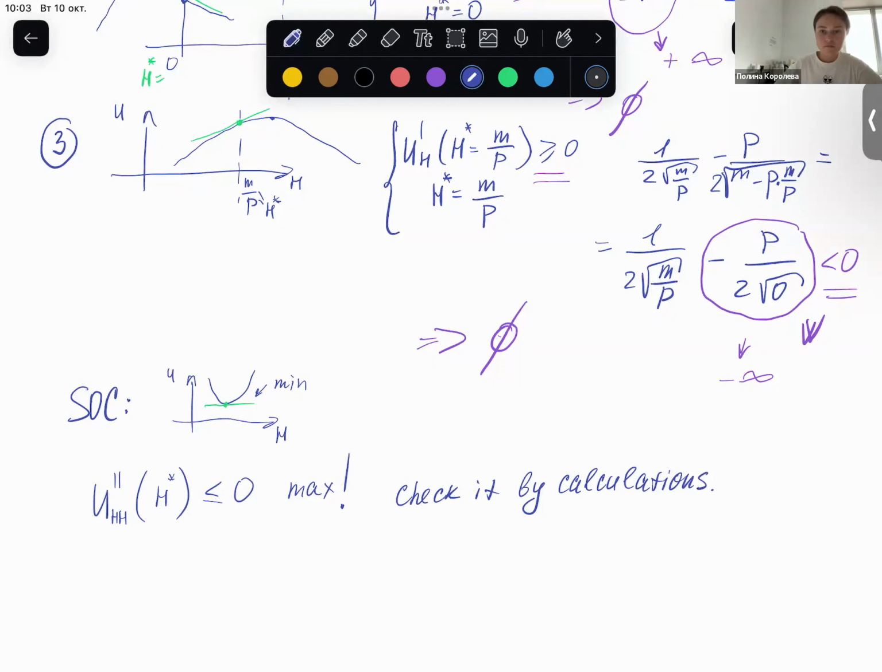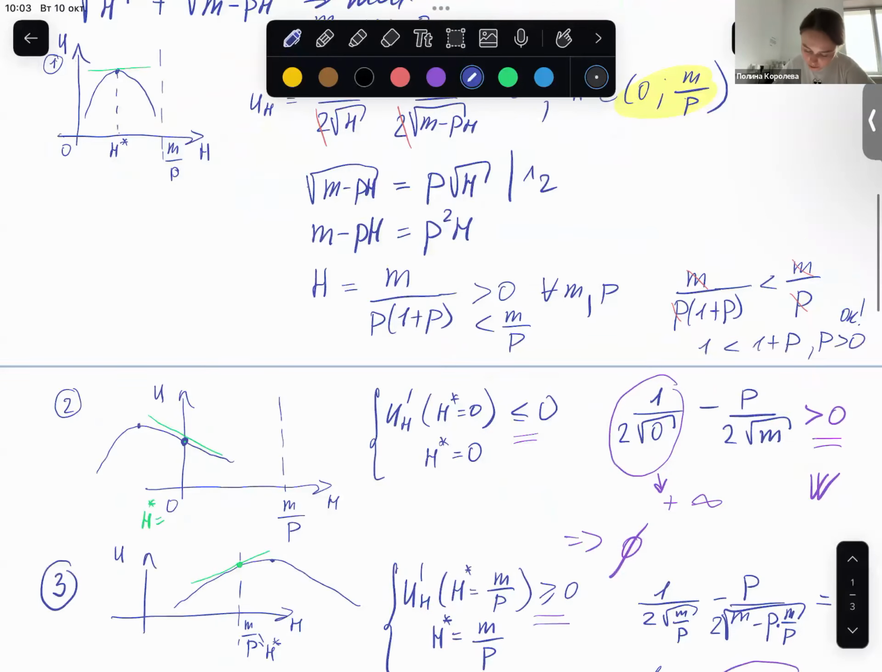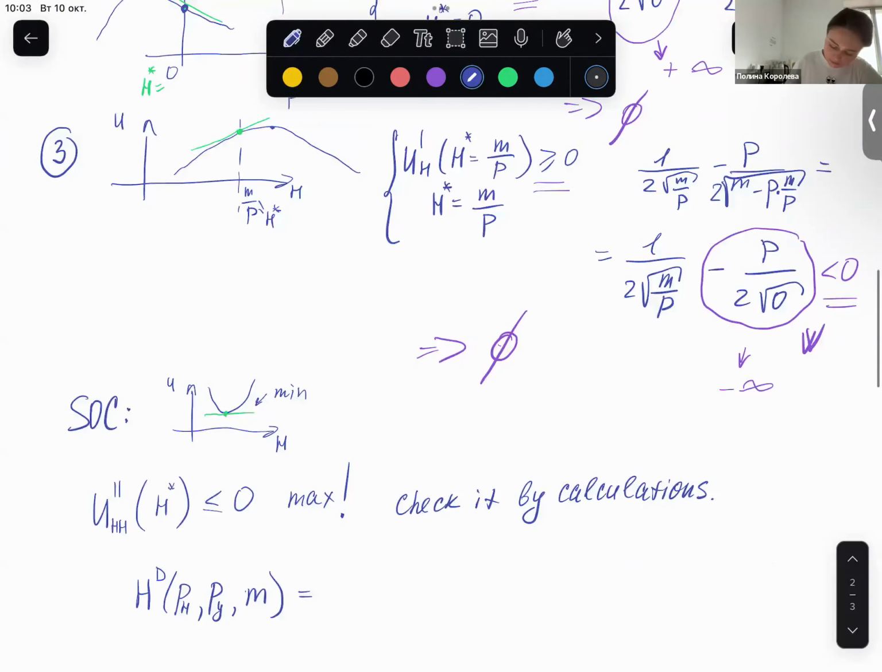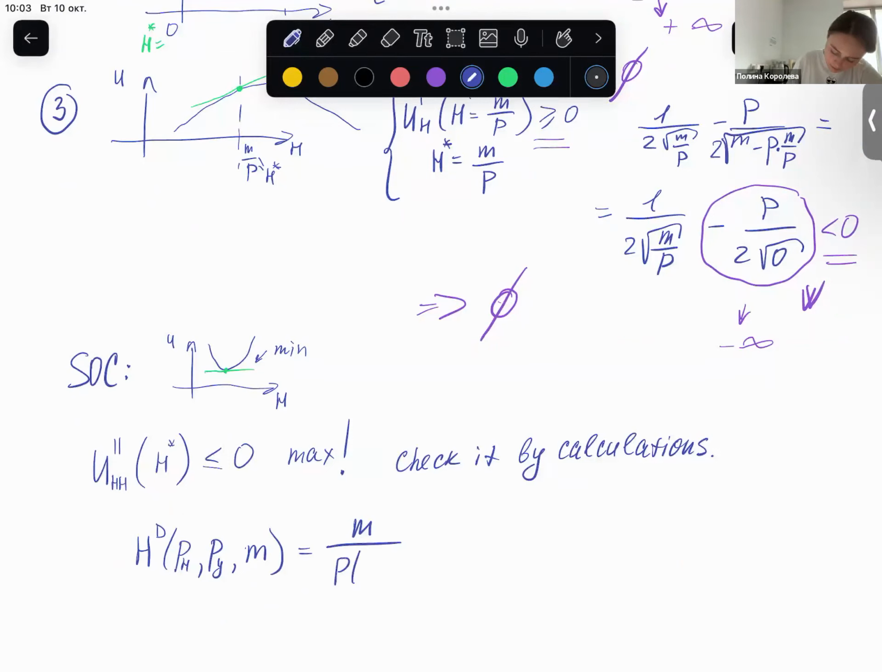Okay, now we're ready to write down the demand function for the heating. This will be the function from the price of heating, from the price of the composite good, and from the monetary income. And we found it from first order condition. Let me see. It's here. This one. So it will be a monetary income over price multiplied by 1 plus price. So this is the demand for the heating.